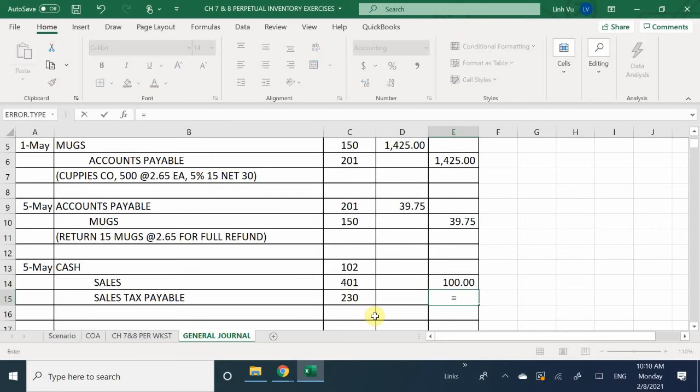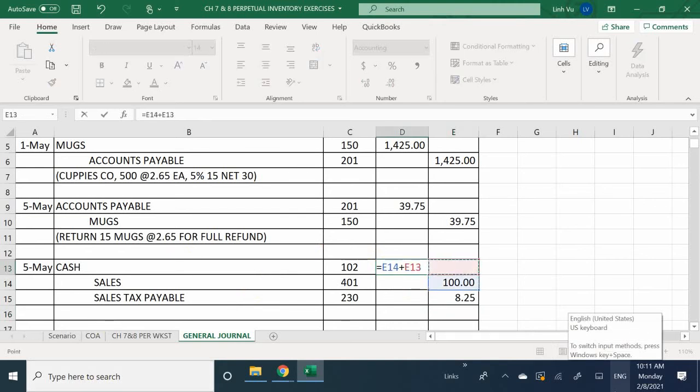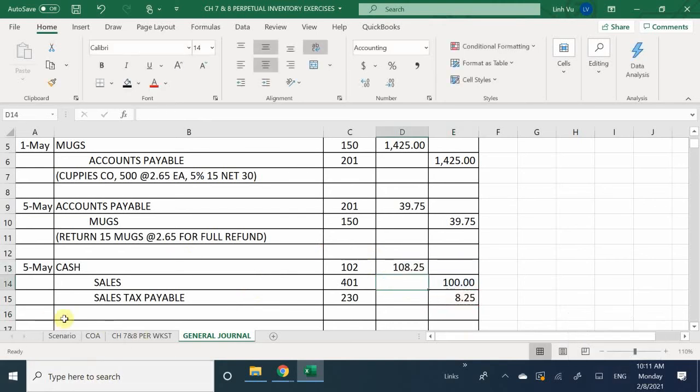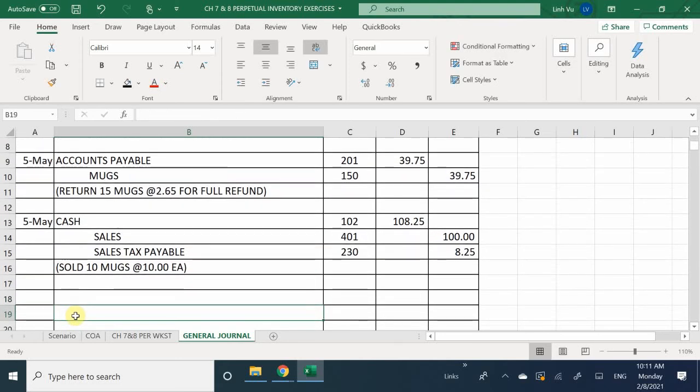Okay. And then what is my sales tax on the $100? $8.25. So how much cash should I be receiving? 108.25. So here I'm going to make sure I indicate that I sold 10 mugs at $10 each. Okay. Now, am I done with this transaction here?